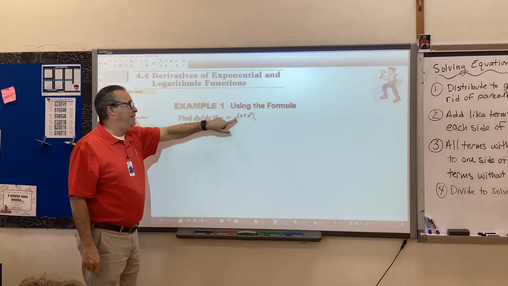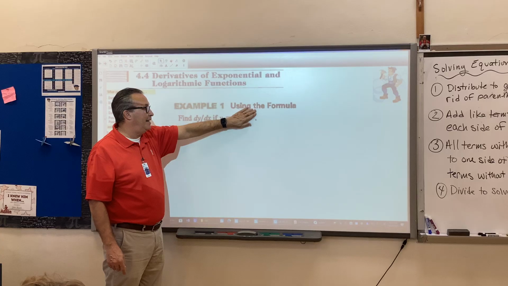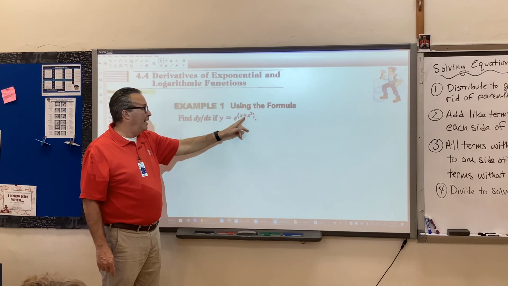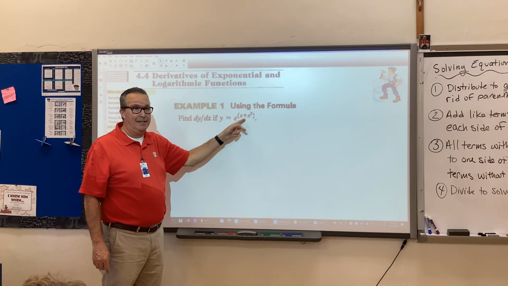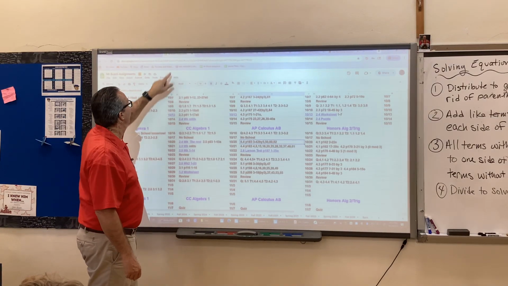This is the derivative of an exponential. Take the derivative, you get the same thing, times the derivative of what's inside. It's not that much to know.